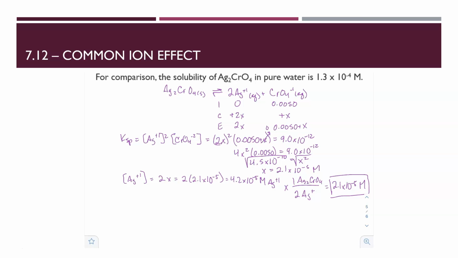Now we're told in the question the solubility of silver chromate in pure water. If there's a common ion, our solubility should be less, which in this case it is. The concentration is lower than the concentration in pure water, so logically our answer makes sense.